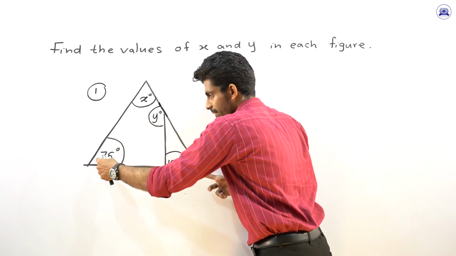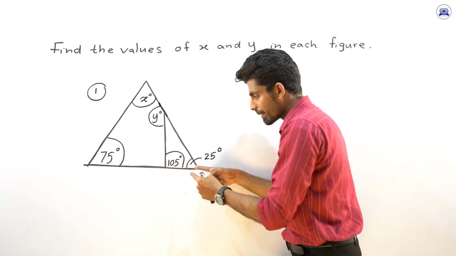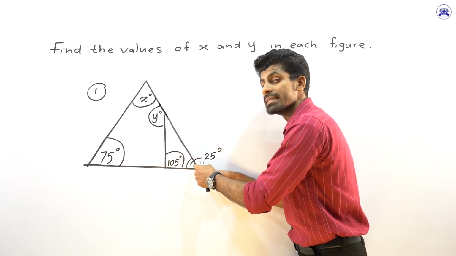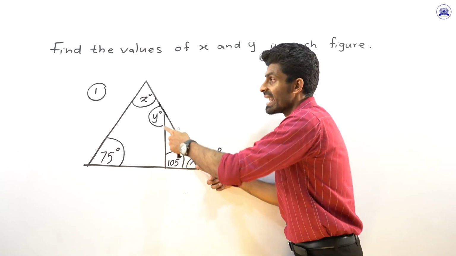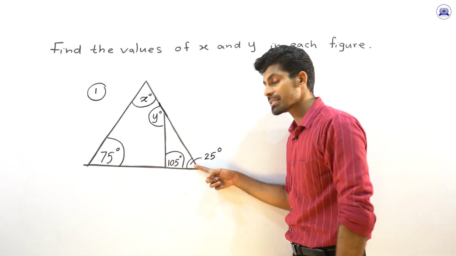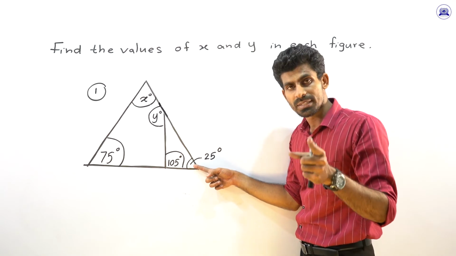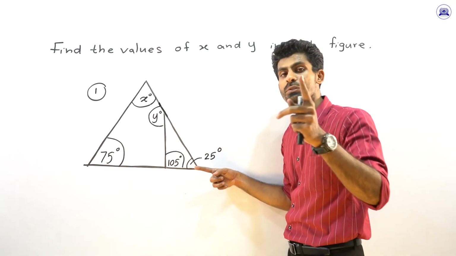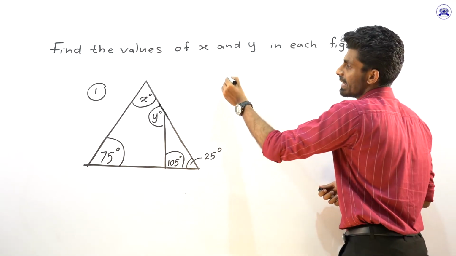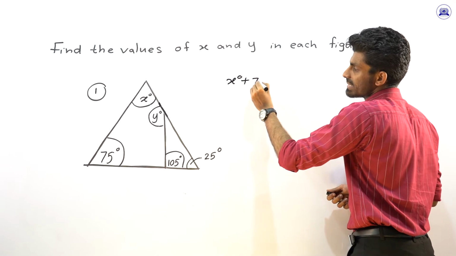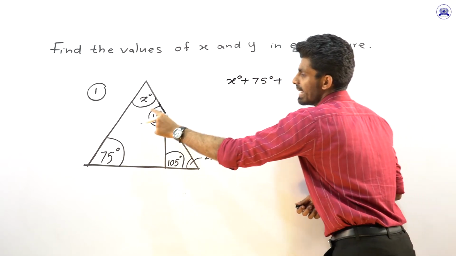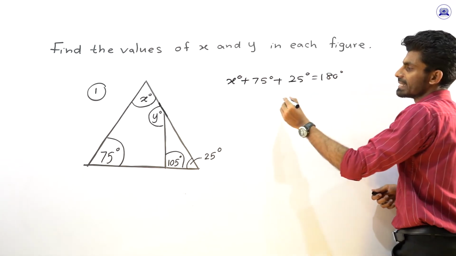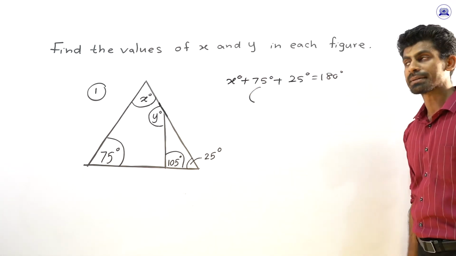x plus 75 plus 25. That small angle. x plus 75 plus 25. What is the answer? According to the theorem, x plus 75 plus 25 should equal 180. So what is the theorem?